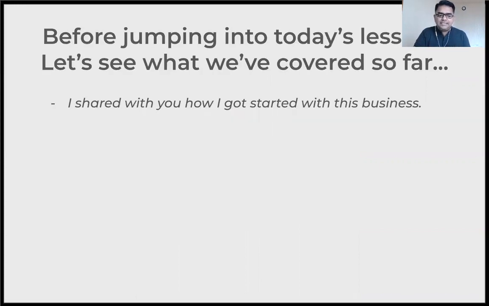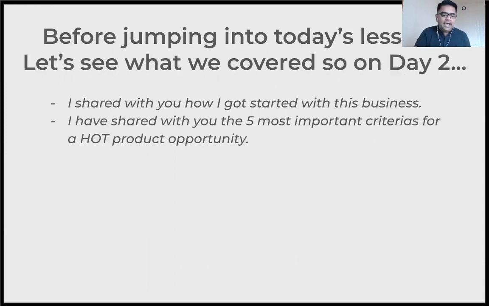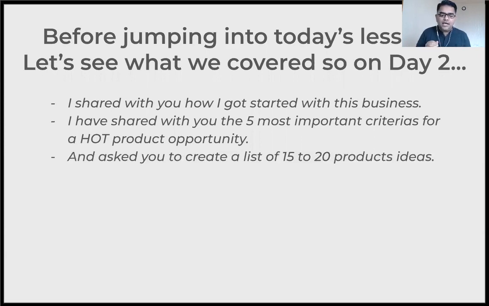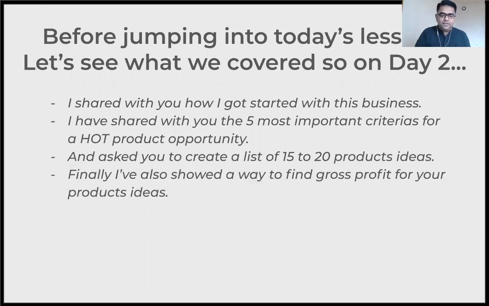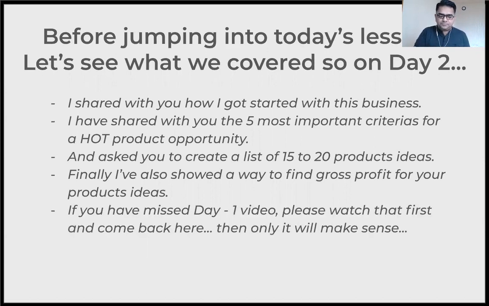Before jumping into today's lesson, let's see what we have covered so far. In yesterday's video, I shared with you my journey, how I got into this business, my entire journey from my offline businesses to online business, and I shared with you the 5 most important criteria for a hot product opportunity, and asked you to create a list of 15 to 20 product ideas in an Excel sheet. And finally, I also showed you a way to find gross profit for your product ideas in yesterday's Q&A session. These are all the things we have covered already.